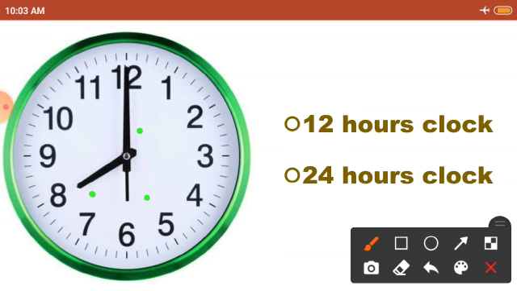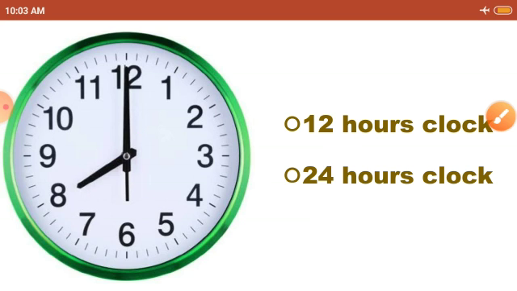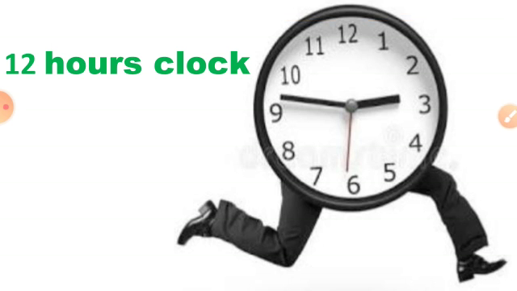And the clock has 2 formats. That means 2 time formats. One is 12 hours and the other one is 24 hours. Let's see about those time formats. 12 hours clock. Generally, we use the 12 hours clock only. When we want the time, we simply use this clock only.